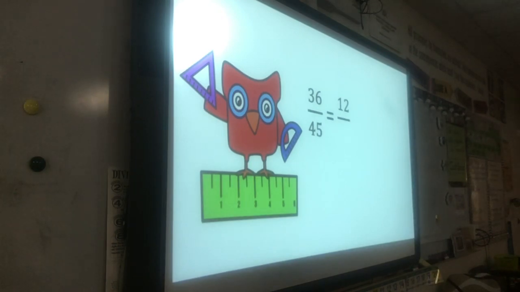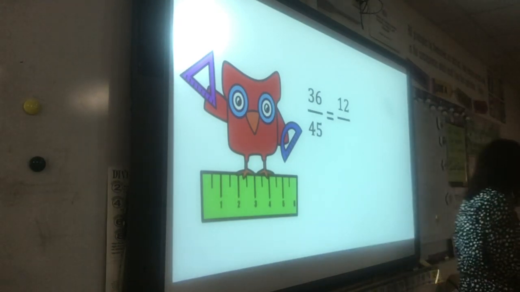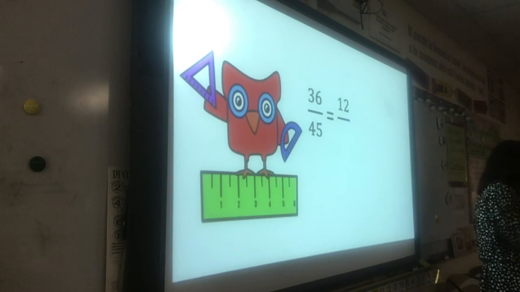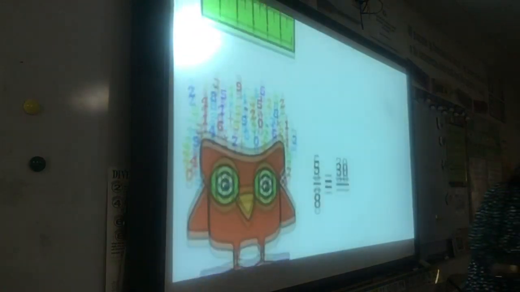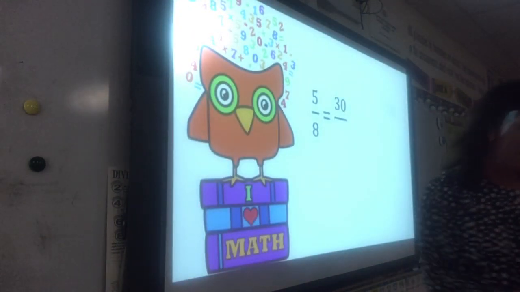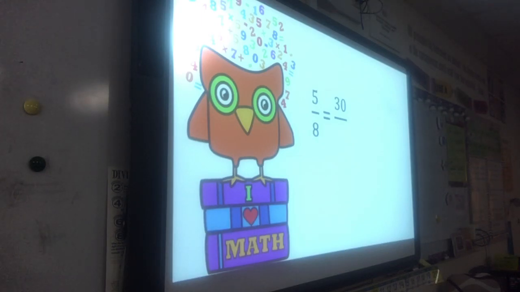15. Okay, divide by 3, divide by 3. So 15, because 15 and 15 is 30, and then another 15 is 45. Okay, so this one we're going from 5 up to 30, so we know we're multiplying. And so whatever that is, the same thing needs to happen on the bottom.